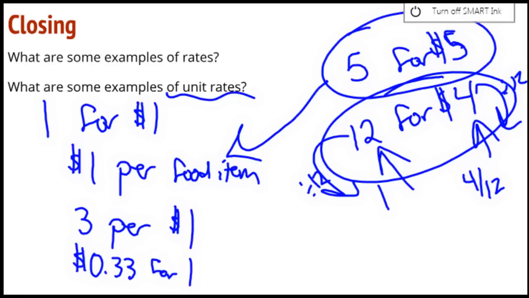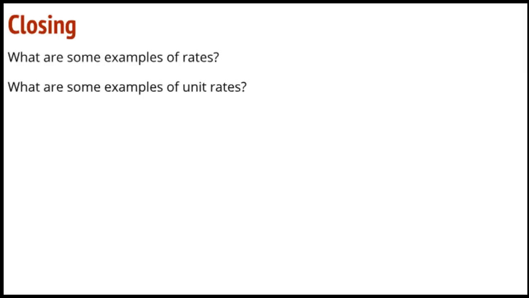Now, other unit rates that you may have heard, if you've ever been to the gas station when your parents fill up the car, you are paying for the gasoline per gallon. So you have dollars per gallons, and there's a price for each 1 gallon. When you go to the store, you buy milk by the gallon, you buy eggs by the dozen, you buy cereal by the box. So these are all examples of unit rates.